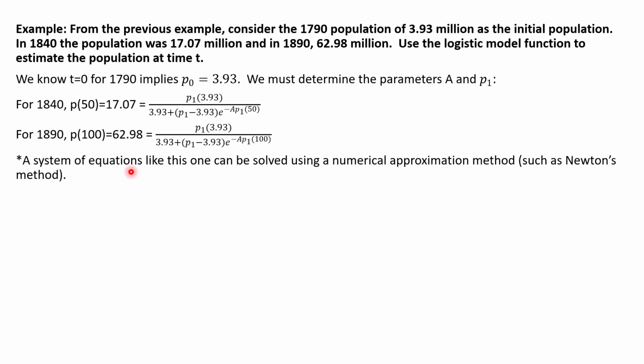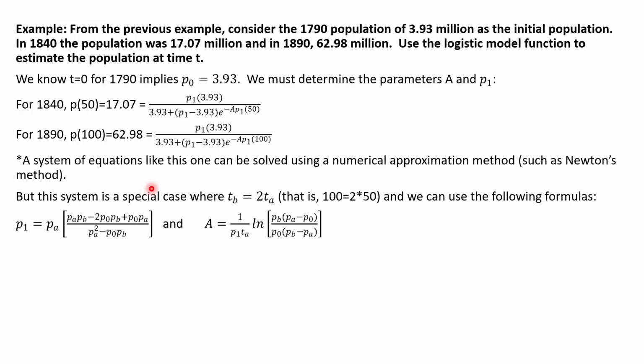These are a little complicated, so you can use a numerical approximation method like Newton's method to solve. But what we're going to do, I'm actually going to show you that this one's a really special, nice case. Okay, and so this system specifically is going to let us use these really nice given formulas, and this is true anytime one of your times is double the other time. So for us, the fact that one of our known values for population was at time 100 and the other one was at time 50, because one of the times was double the other time, this applies. We can use these formulas for finding P sub 1 and A.